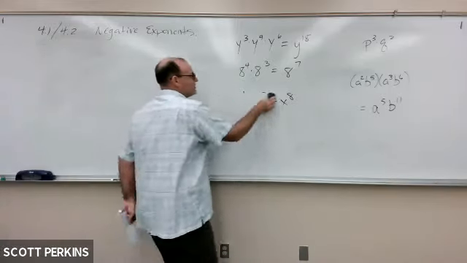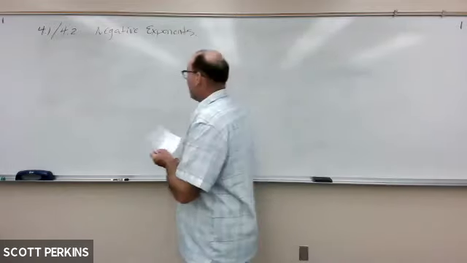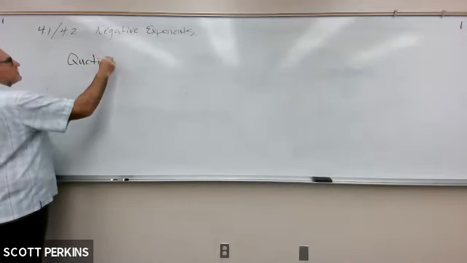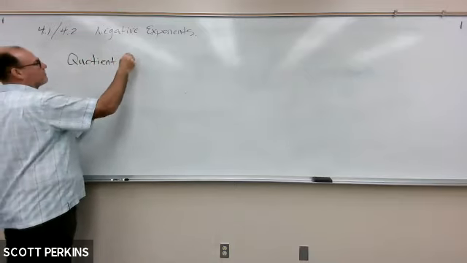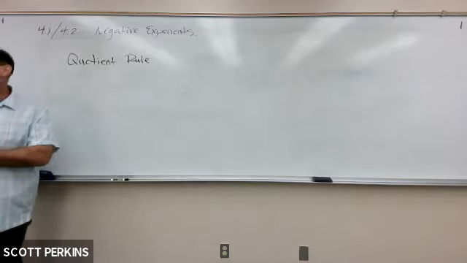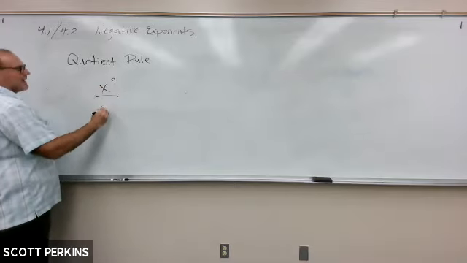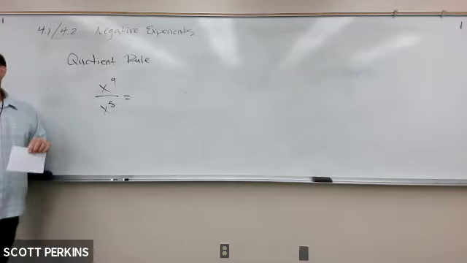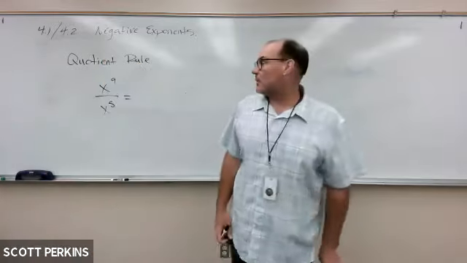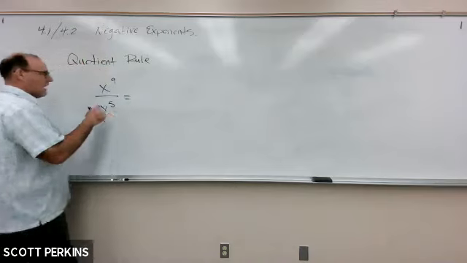The product rule had to do with what you do when you multiply the bases. The next one is called the quotient rule. And the word quotient, in case you're not familiar, is just a fancy math word for division. So the quotient rule has to do with what you do when you divide the bases. So here's my example. If I have x to the 9th divided by x to the 5th, does anybody remember what we do with the exponents when we divide the bases? You subtract, yeah.